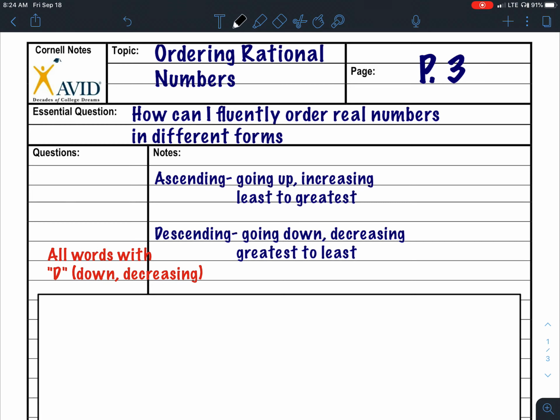The way I remember the difference between these is all of the words that start with D are going down. So down, decreasing, descending, those are all greatest to least. Ascending is the opposite. Think about ascending up a mountain. That means you're going up, you're increasing. Descending means you're coming down the other side, decreasing, greatest to least.